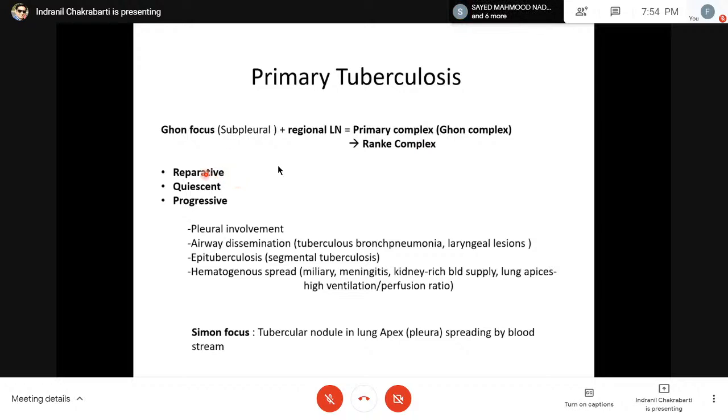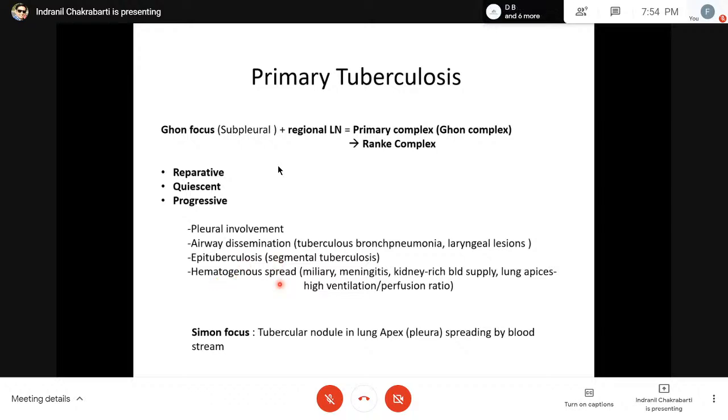So as mentioned, they can be resolved, they can be repaired, or they can become quiescent, or they can progress. The progression may involve a pleural involvement, or there may be airway dissemination resulting in bronchopneumonia or laryngeal lesions. There can be epituberculosis or segmental tuberculosis. Epituberculosis means suppose there is a hilar lymph node, it enlarges and then caseous necrosis occurs and then it erodes through a bronchus, resulting in atelectasis or collapse consolidation. And that segment is involved by tuberculosis, and we call that epituberculosis or segmental tuberculosis.